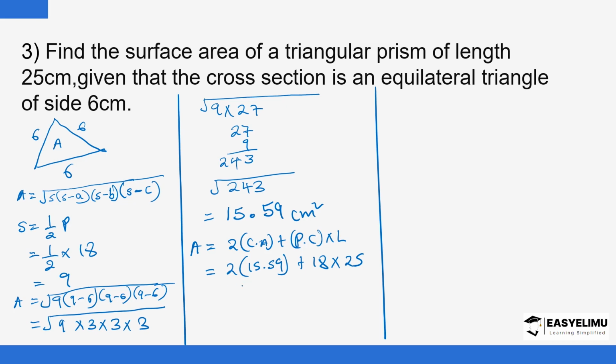So I'll start by multiplying 15.59 by 2. So 18, 8 carry 1, 10 plus 1 is 11, 1 carry 1, 0, 2 by 5 is 10 plus 1 is 11, 1 carry 1, and 2 by 2 is 2 plus 1 is 3. So 31.18. That is if you multiply 15.59 by 2. And then 18 by 25. So again, you multiply 18 by 25. What do you get?